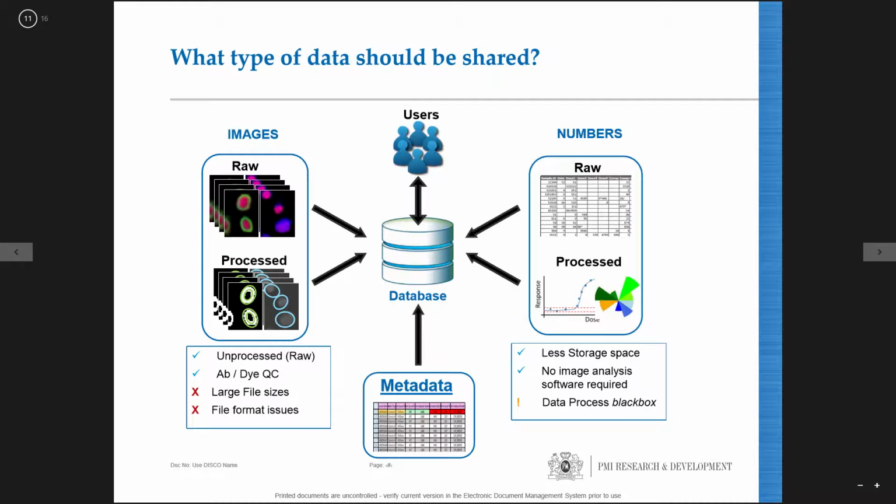can do to accomplish these things, one can think of, okay, if we have the ideal situation, so the perfect database that people can upload and download information, what type of data should we put there? And we have mainly two different options. We can put images, or we can put data, numbers.